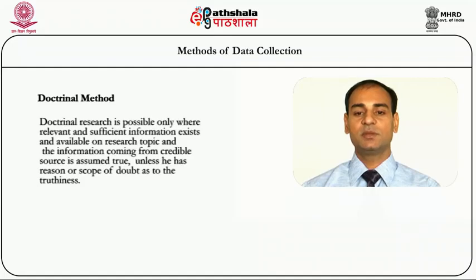Doctrinal research is possible only where relevant and sufficient information exists and is available on the research topic. The information coming from a credible source is assumed true unless there is reason or scope of doubt as to the truthfulness of such information.